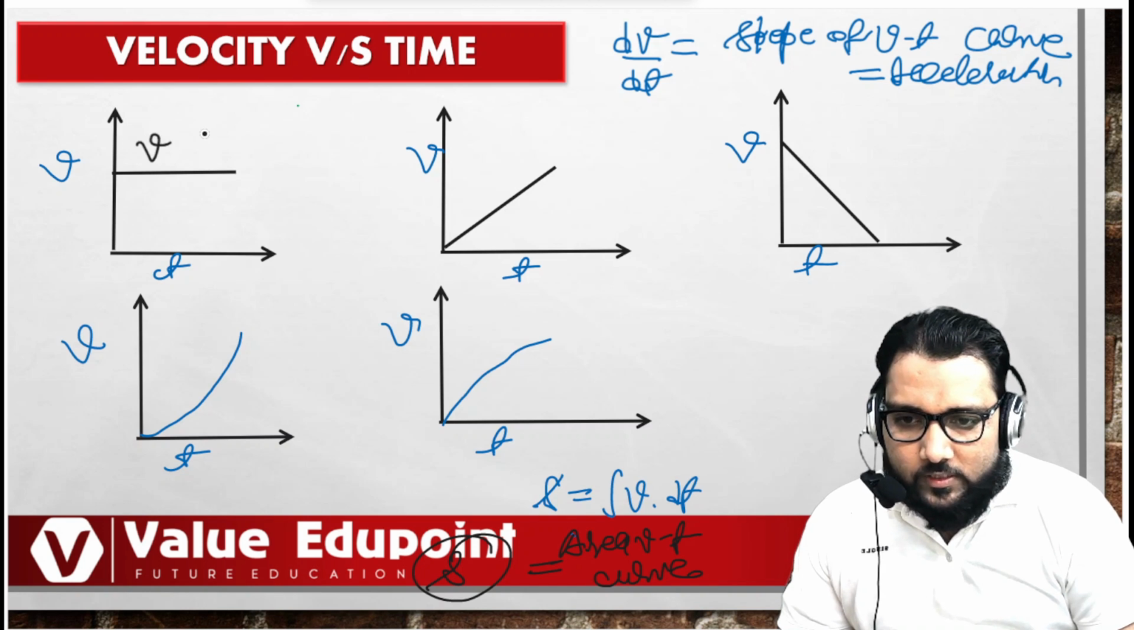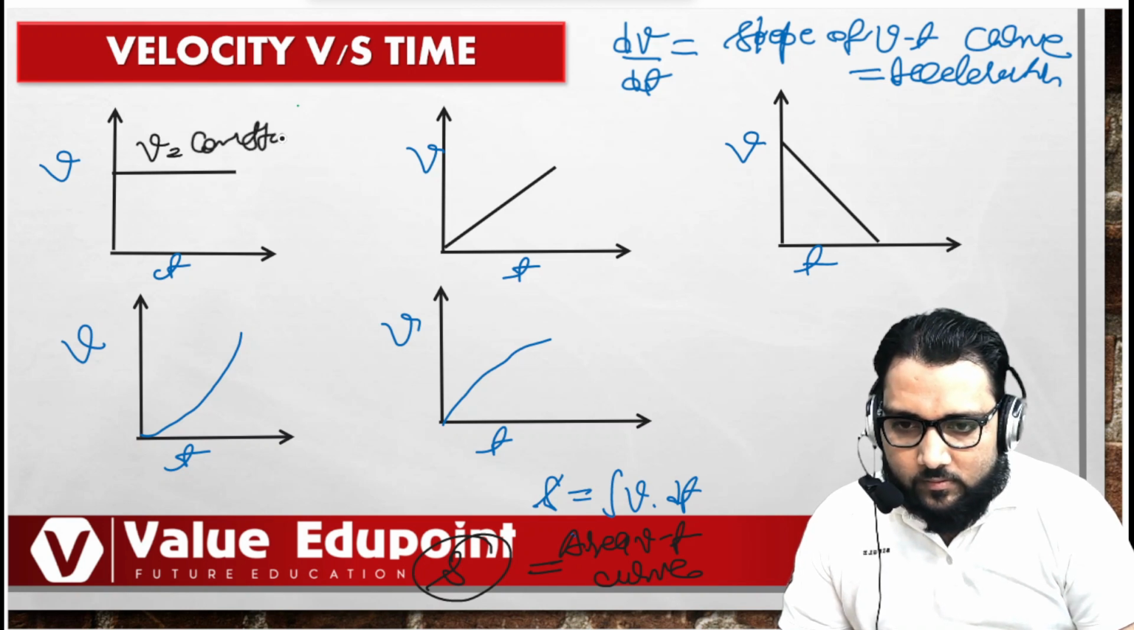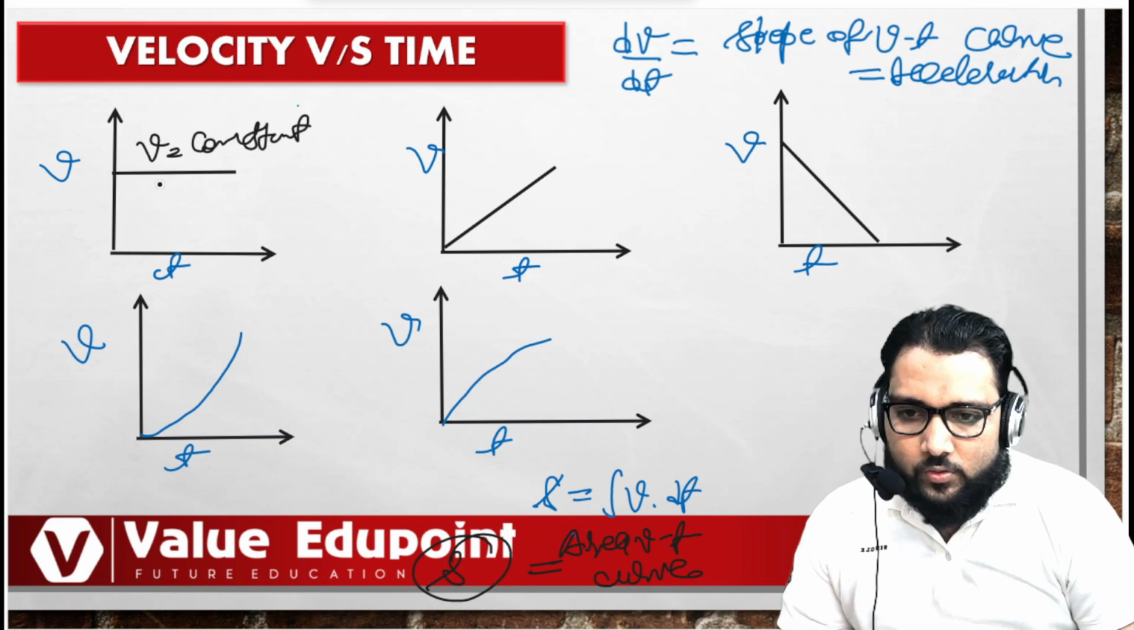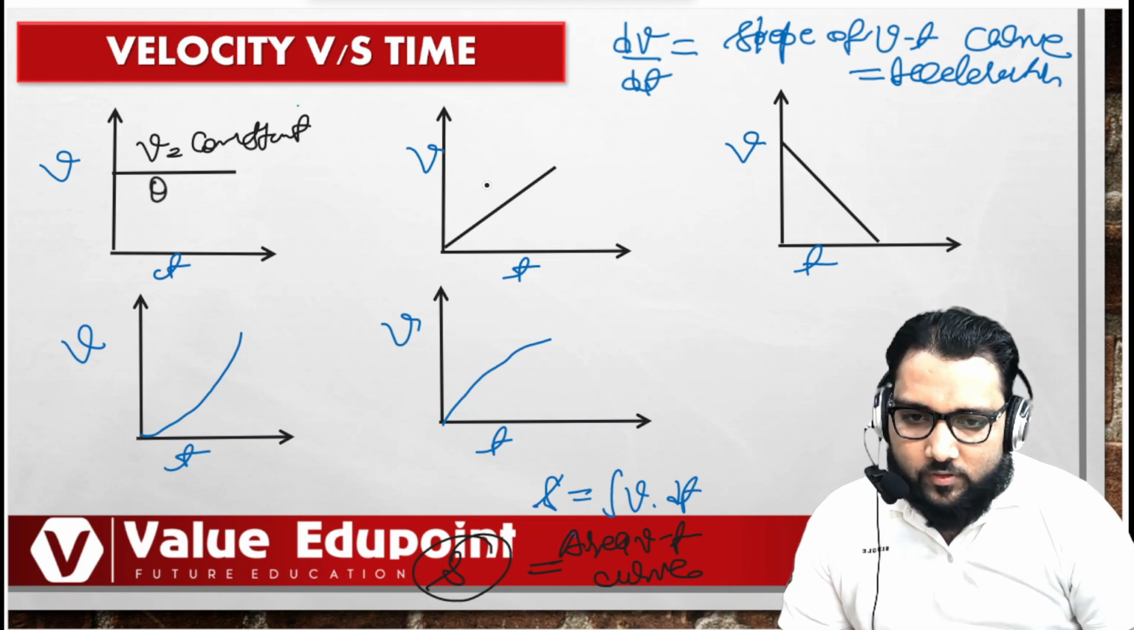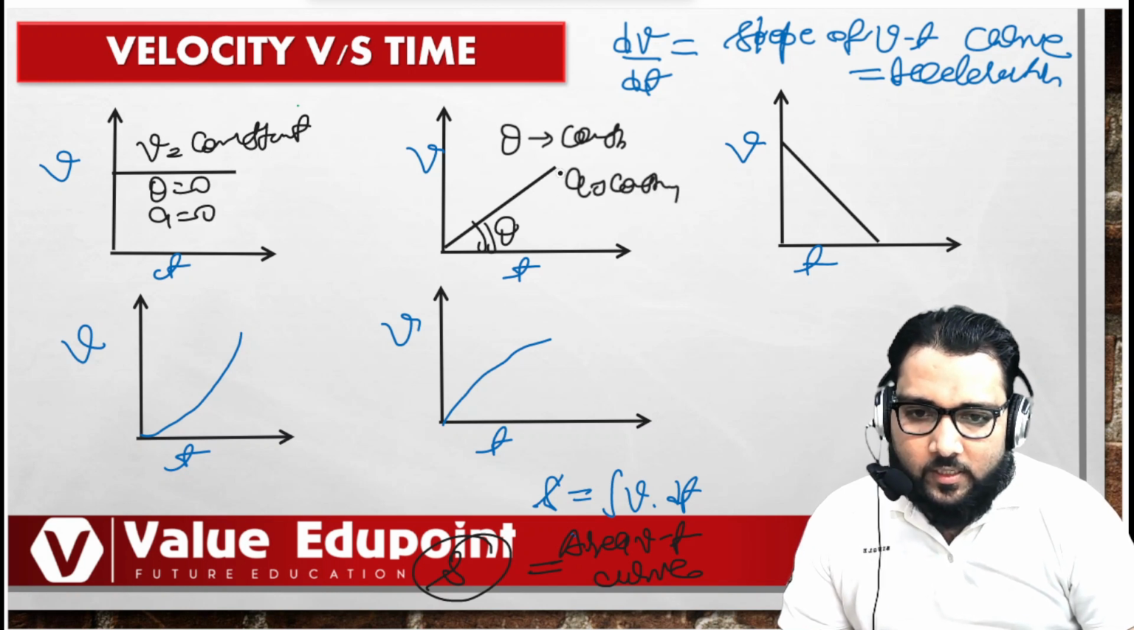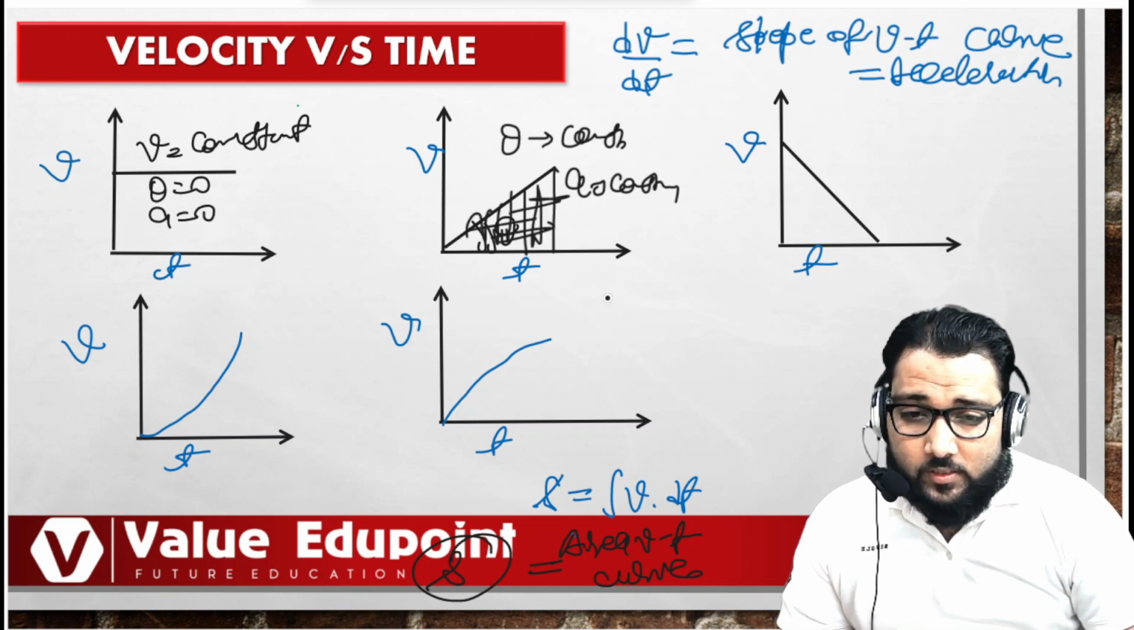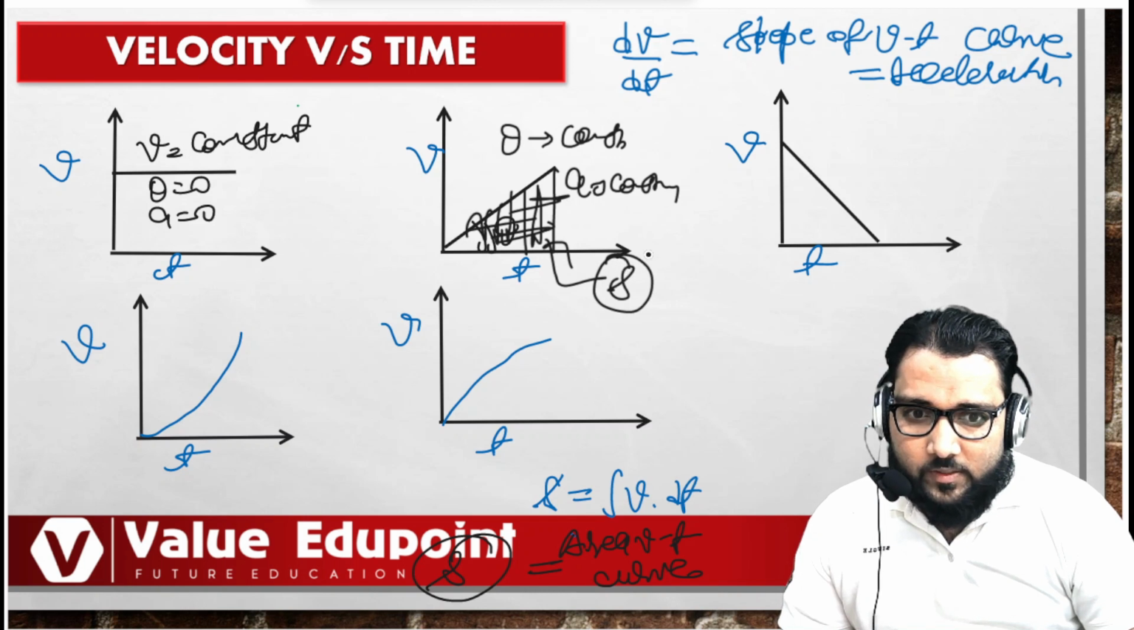Here velocity is constant. So the slope is 0, the acceleration is 0. Body is moving with constant velocity. In this case, theta is constant, meaning slope is constant, so acceleration is constant. Is it okay, guys? And the area under this curve will give the displacement. Is it okay, guys? Will give the displacement.